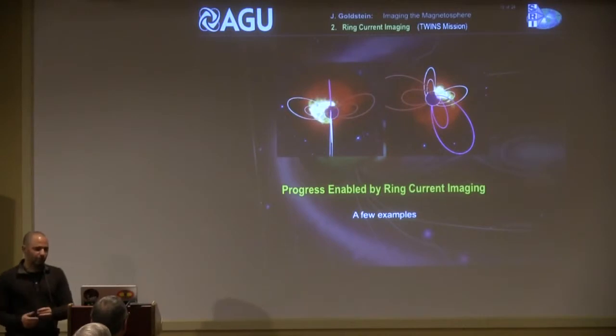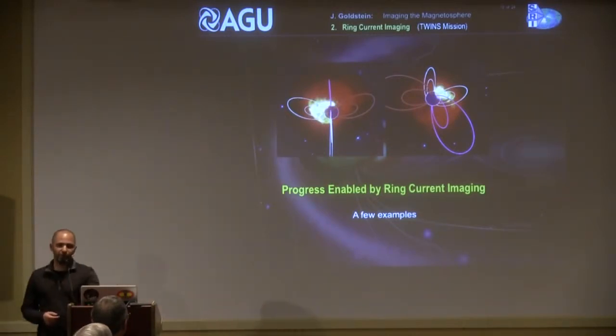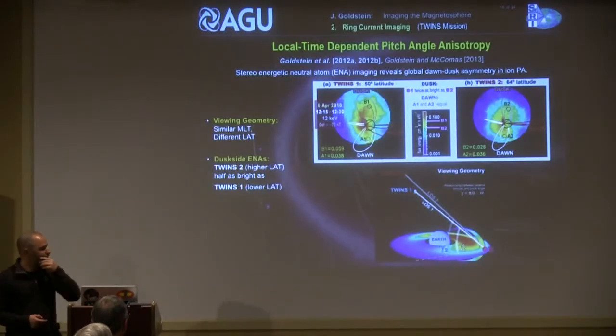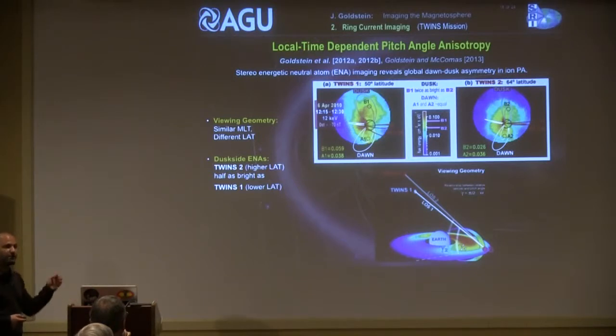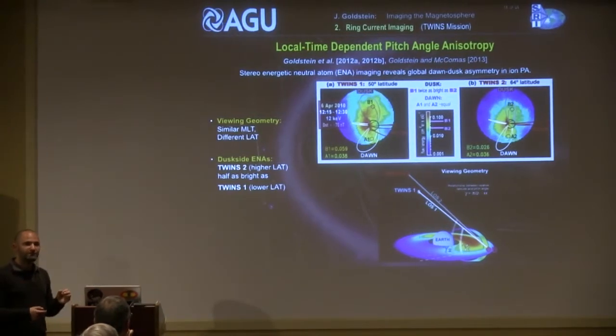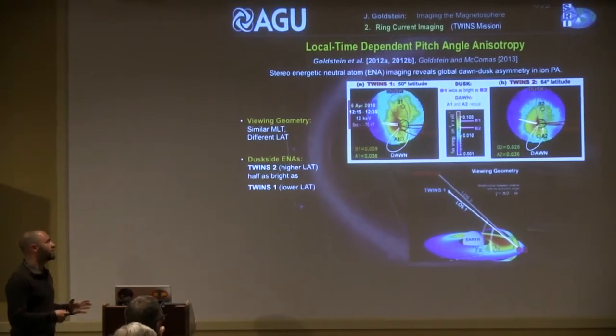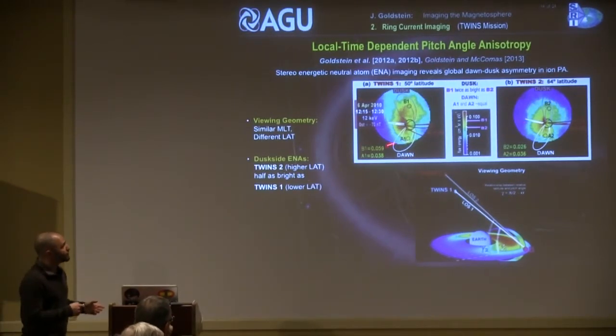Okay, shifting gears to a couple of examples from ring current imaging. The first here is from the TWINS mission, which I've been working on for several years now. It's 2 spacecraft, stereo ENA imaging, and what do you get from that? One of the most important things you can get from that is determining global pitch angle anisotropy. So here are 2 TWINS images.